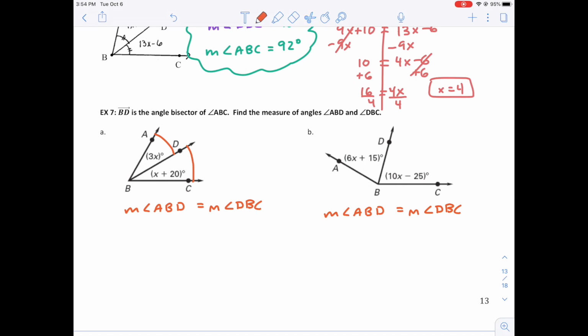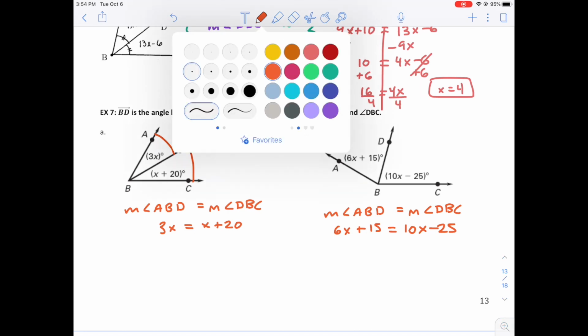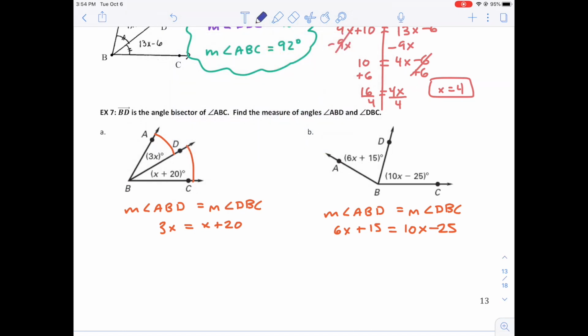And then you can go ahead and swap in what I know. So I have 3x equals x plus 20, and 6x plus 15 equals 10x minus 25. So go ahead, take a minute to try and solve both of those equations, and then I will tell you what x equals and what the different angle measures are.